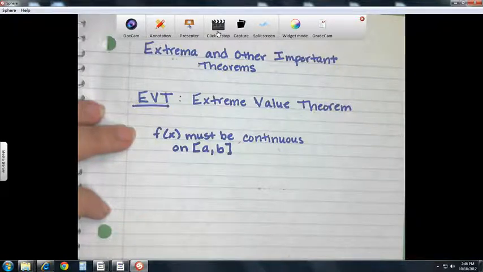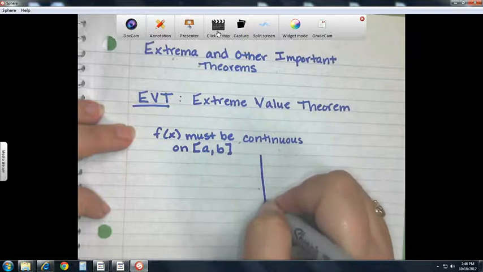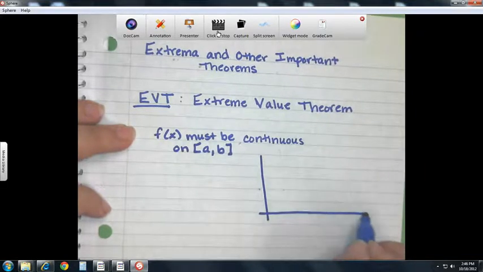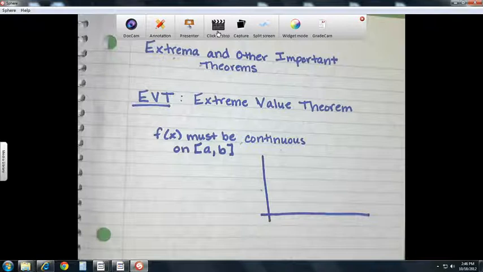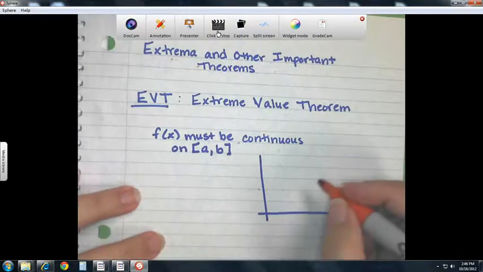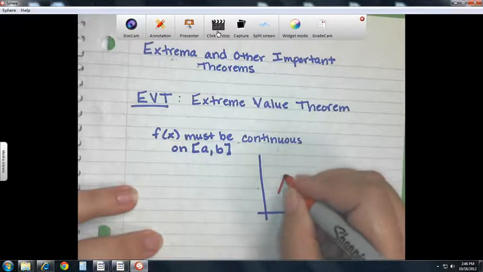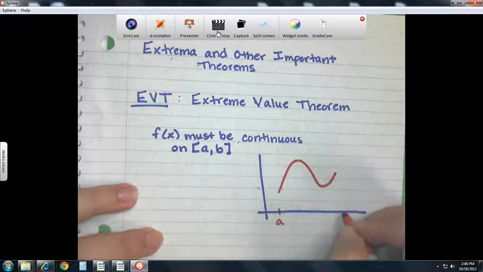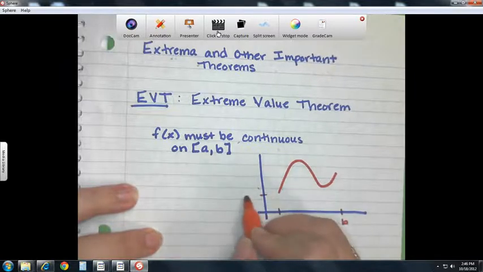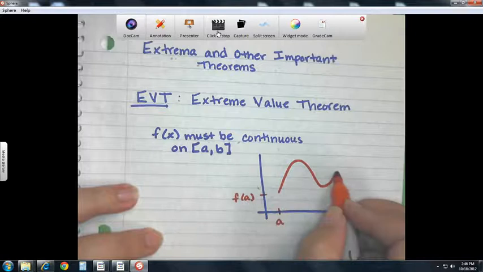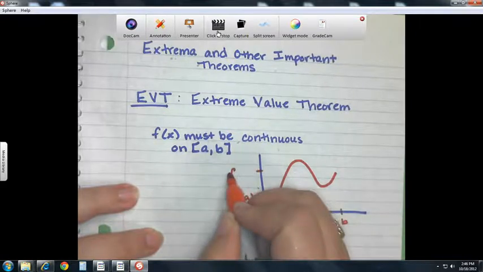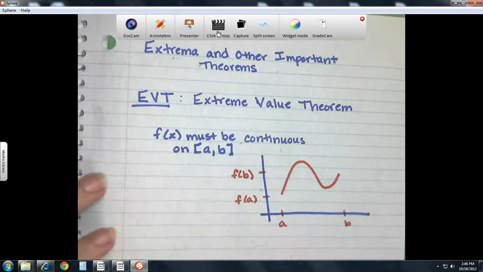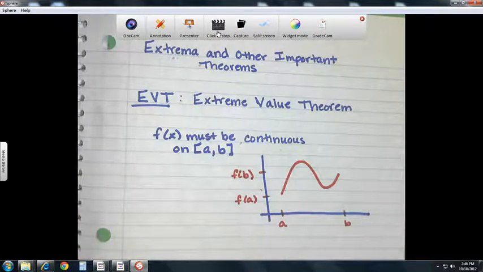So, here's my little graph. Because you know when I do theorems, I always draw a graph. And I'm going to draw some continuous function. We're going from A to B. This is f of A, and there's f of B. Okay? And the only thing that has to be true about this function is that it has to be continuous everywhere on the interval, including the endpoints.